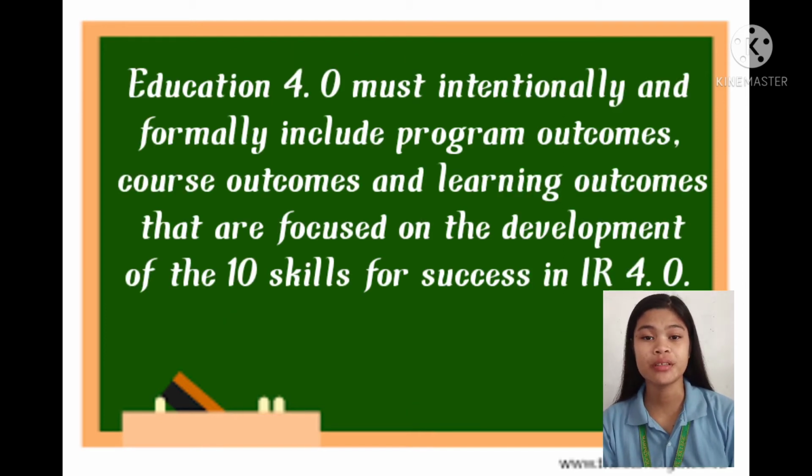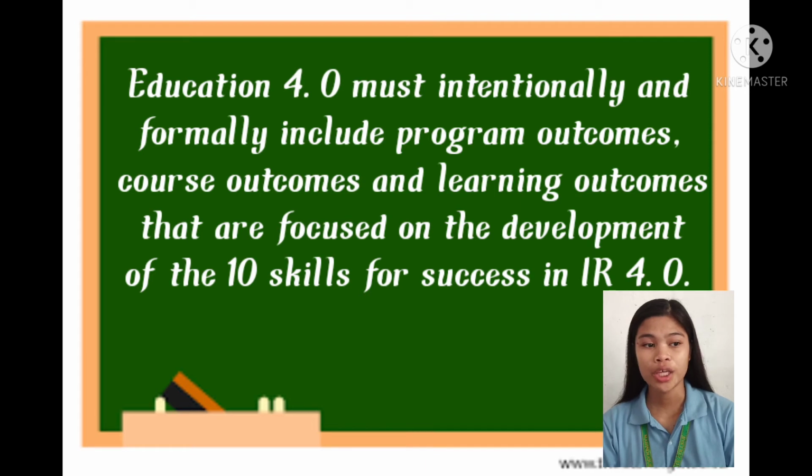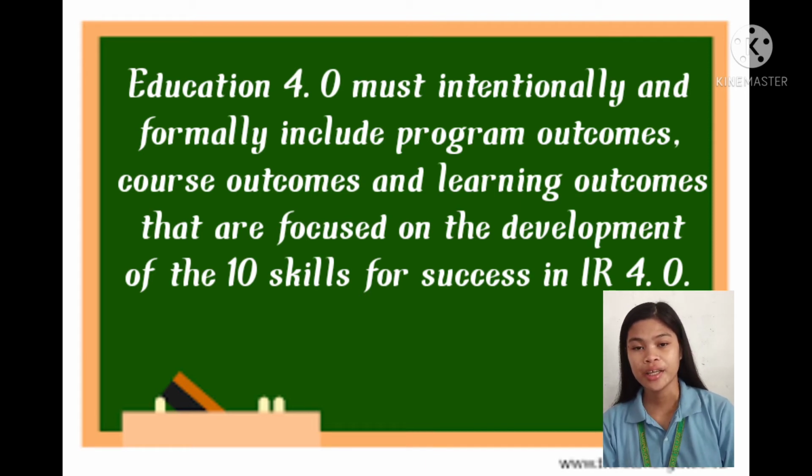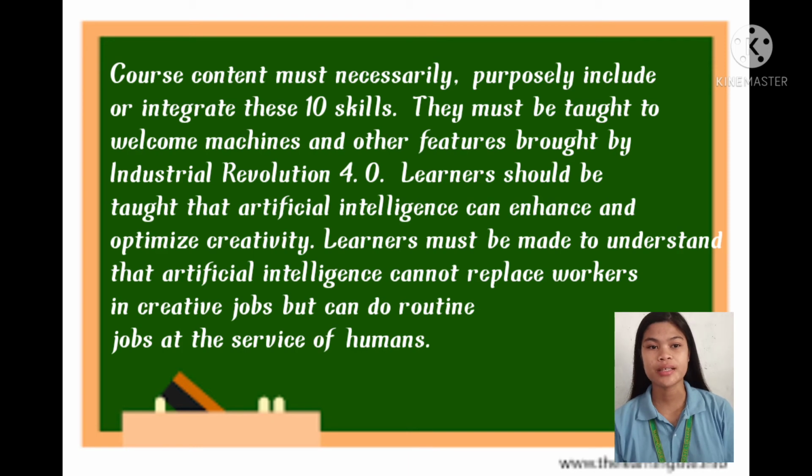Education 4.0 must intentionally and formally include program outcomes, course outcomes, and learning outcomes that are focused on the development of the 10 skills for success in the Industrial Revolution 4.0. School curricula should develop a new generation that is analytical in their way of thinking and is continuously adaptable to new skills and new roles. Course content must necessarily purposely include or integrate these 10 skills. They must be taught to welcome machines and other features brought by Industrial Revolution 4.0.